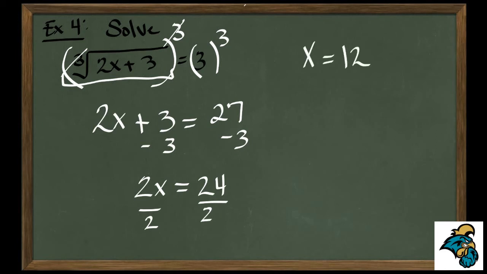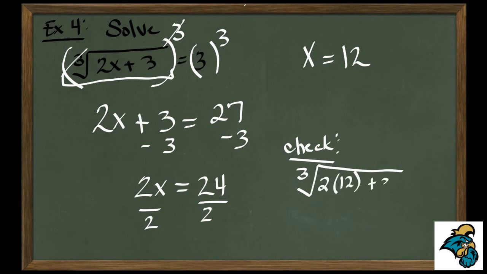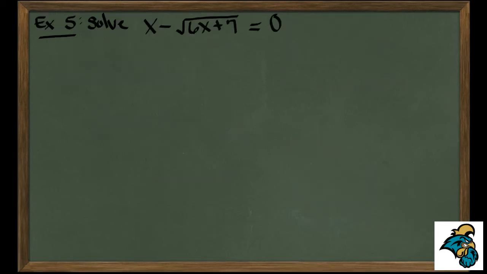Remember to check your solution, so let's plug 12 back in. Okay, here's my check. The cube root of 2 times 12 plus 3, we want to see if that is in fact equal to 3. Well, 2 times 12 is 24. 24 plus 3 is 27. Is the cube root of 27 equal to 3? Yes. So that is my answer.